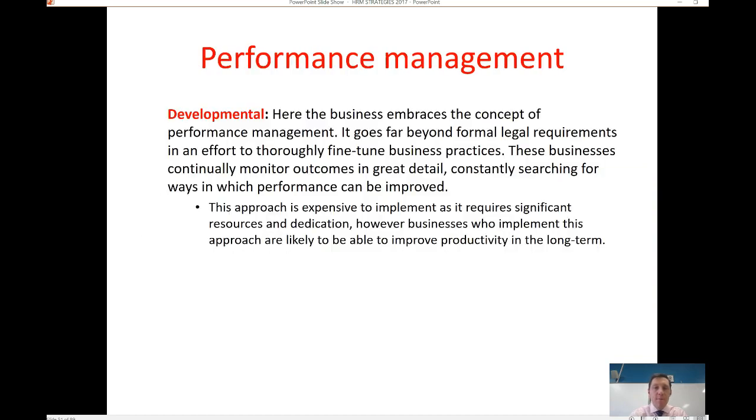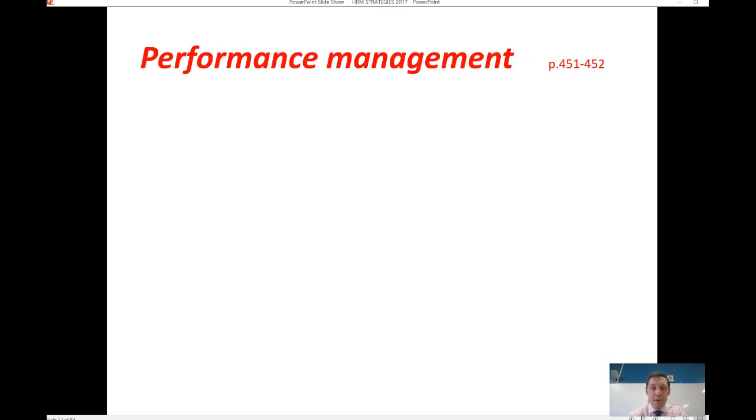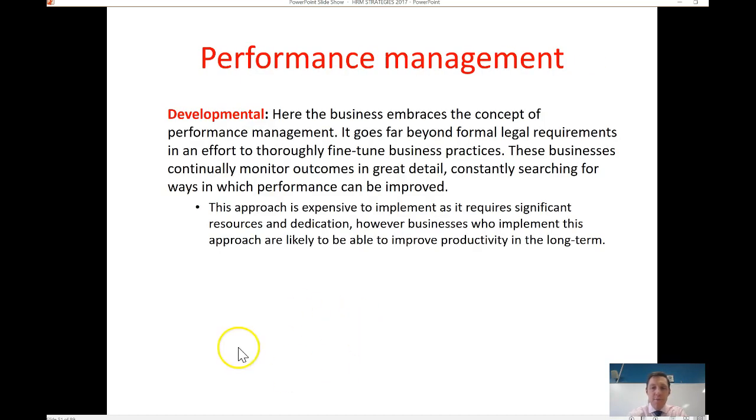So in terms of performance management and developmental, this is where the business embraces the concept of performance management, and it goes beyond the legal requirements to fine-tune business practices. The businesses are monitoring outcomes in detail. The approach is expensive to implement because it requires significant resources and dedication, but the business who implements this approach is likely to be able to improve productivity in the long term.